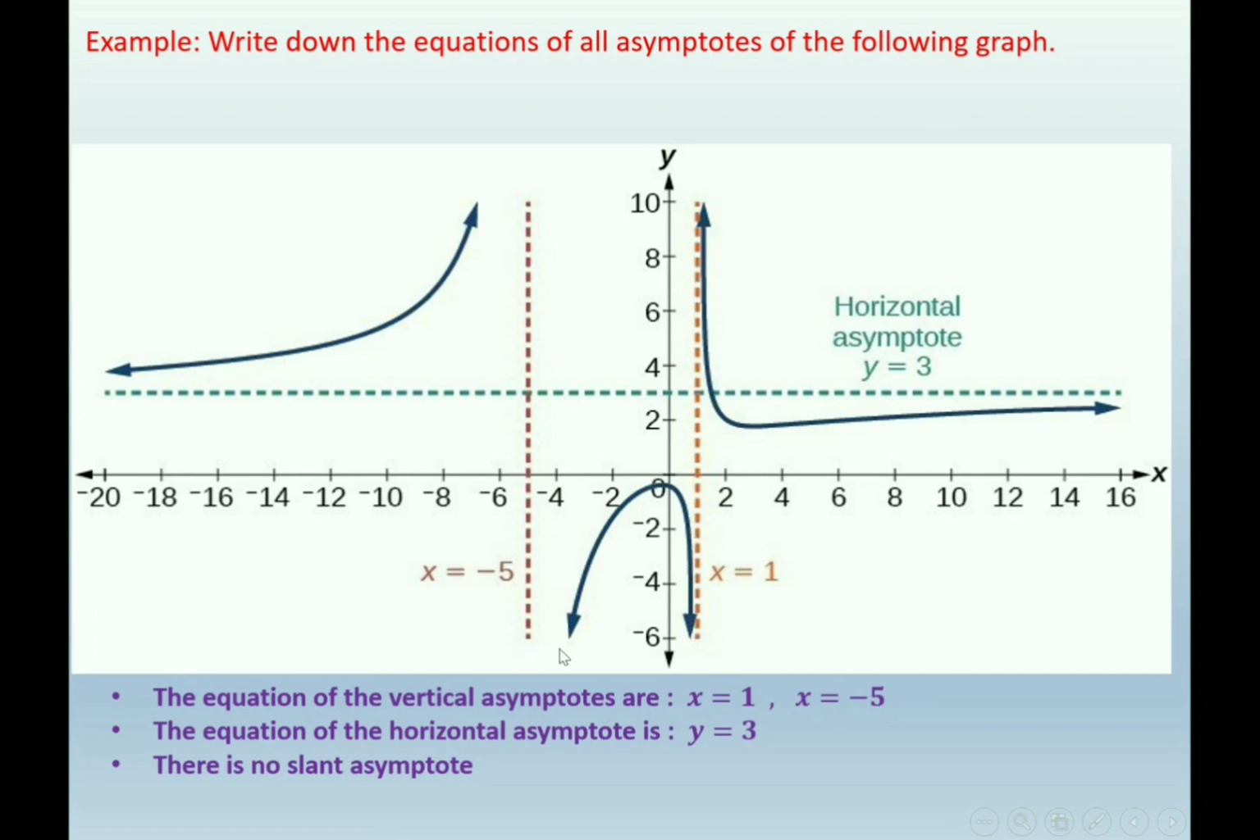How many branches do we have in this graph? We have 1, 2, 3, 4, 5, 6 infinite branches.